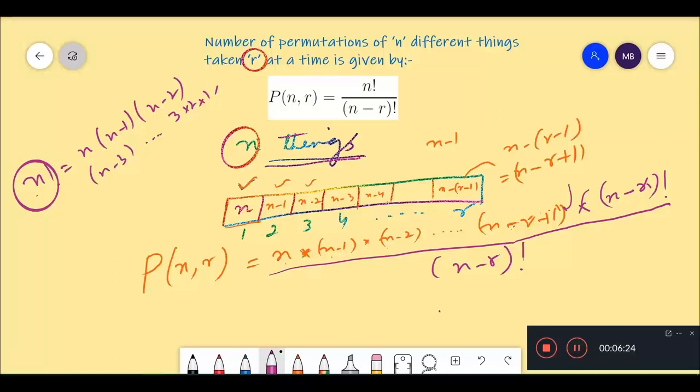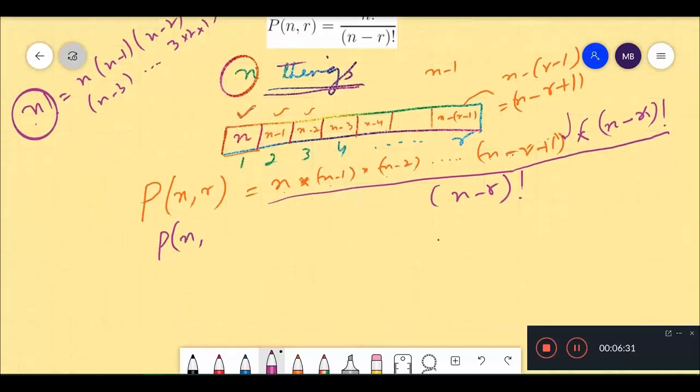n minus r factorial. So our formula becomes P of n comma r is equal to, this whole term is now n factorial divided by n minus r factorial. I am repeating once again. First we have n objects and we want to fill these r places.